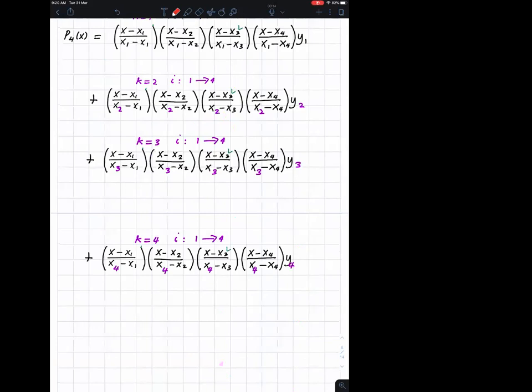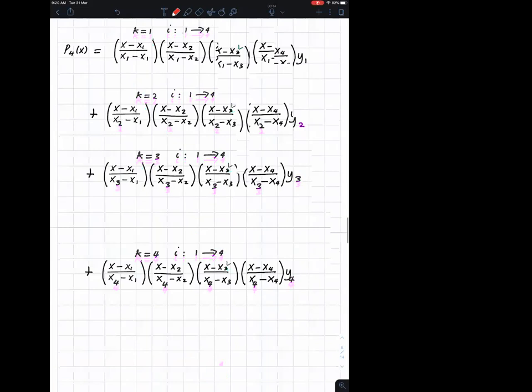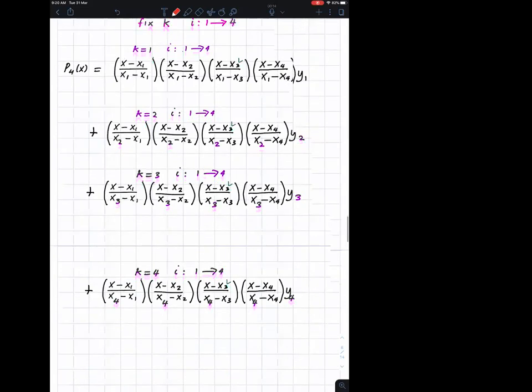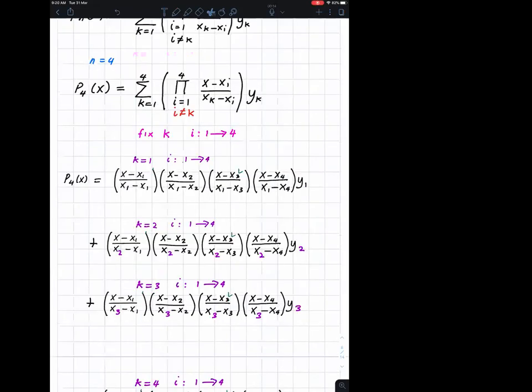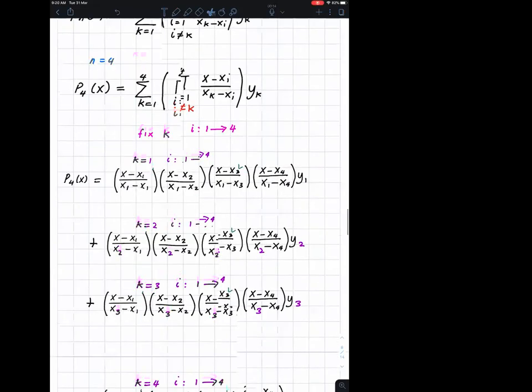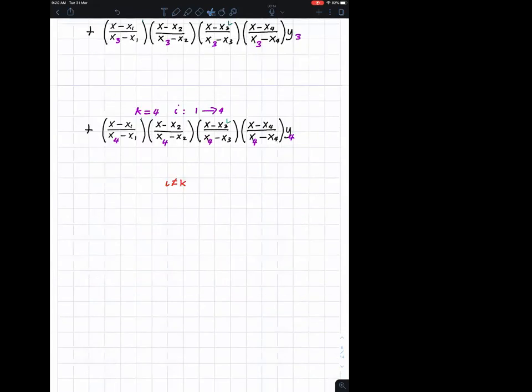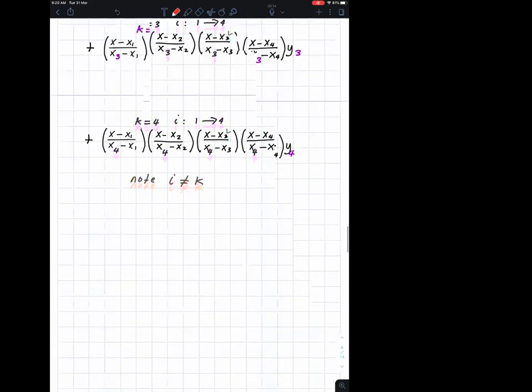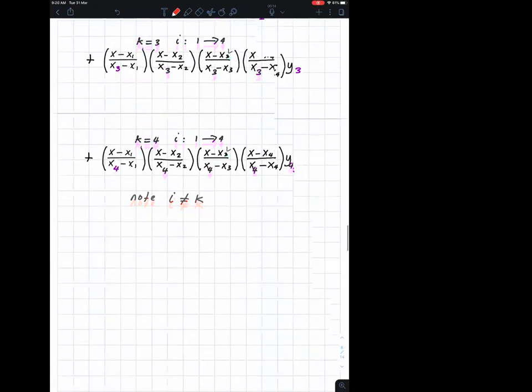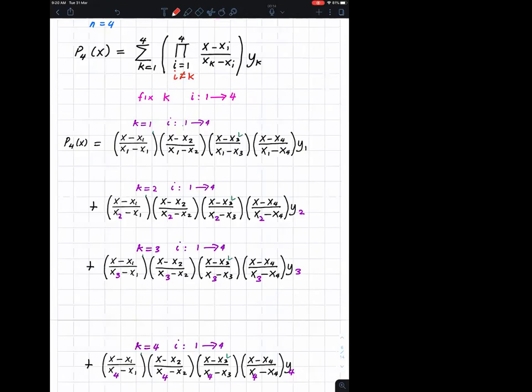Okay. So that's an important point to note. Note that I cannot be K, right? Note this point, I cannot be K. I is not equal to K. So therefore, wherever I is K, you just ignore that solution. Just omit the term in the product.